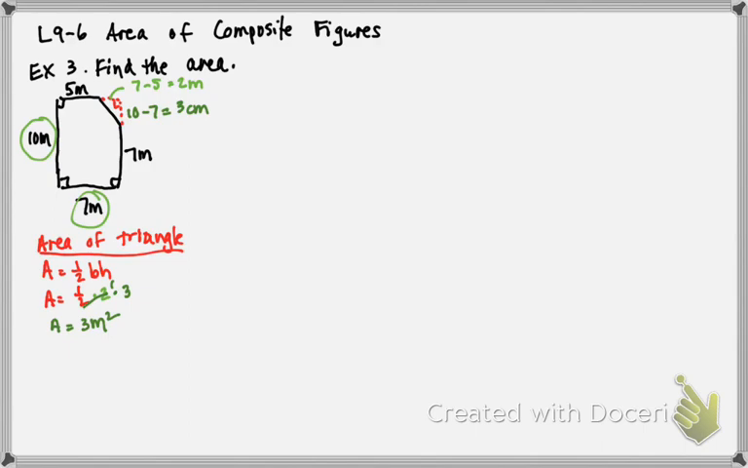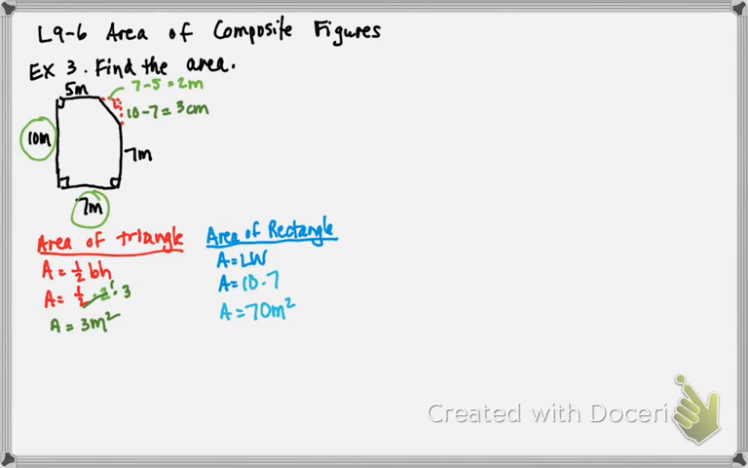Okay, but then I have the area of the rectangle. Okay, and so we know the formula is area is equal to length times width. So the length is going to be the 10, and the width is going to be the 7. So this is a pretty easy calculation. Area is 70 square meters.